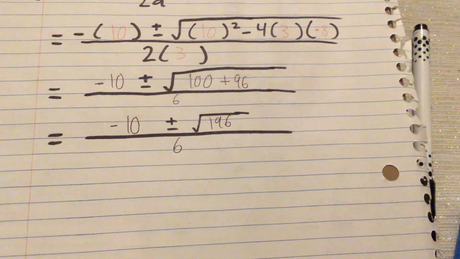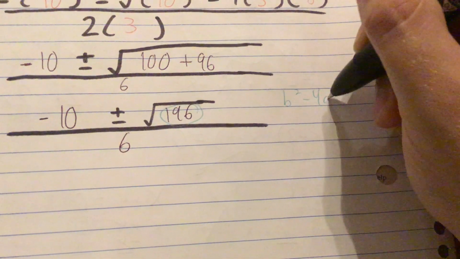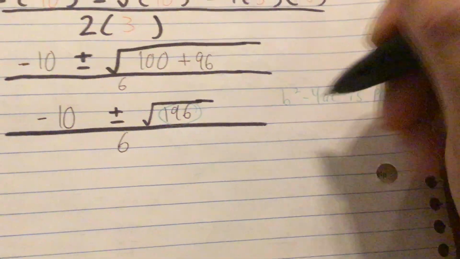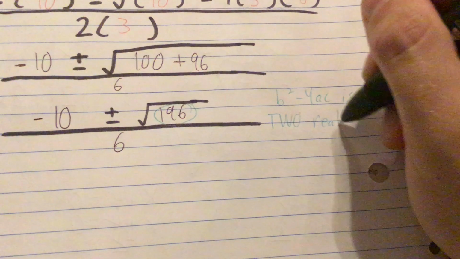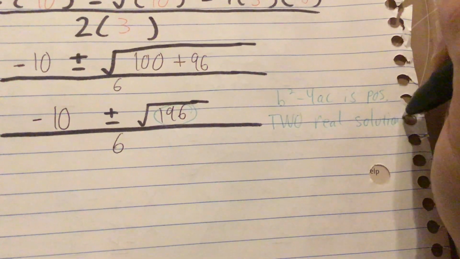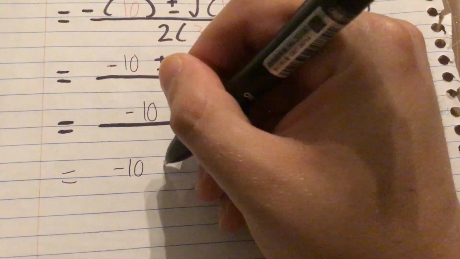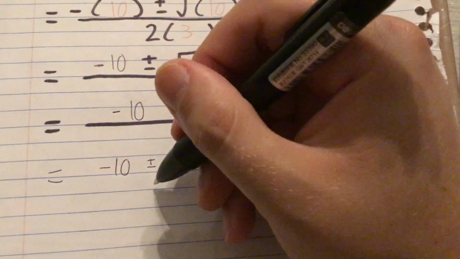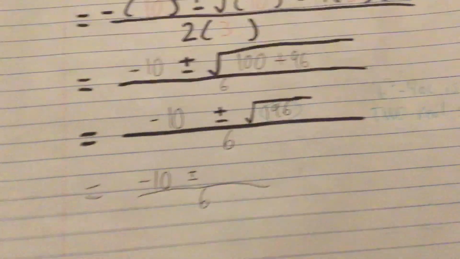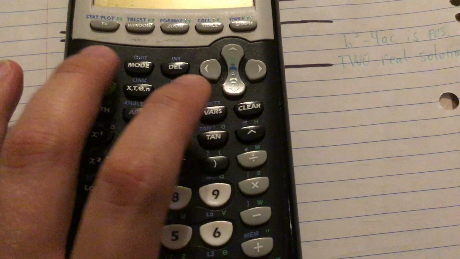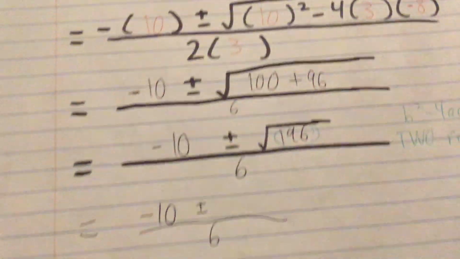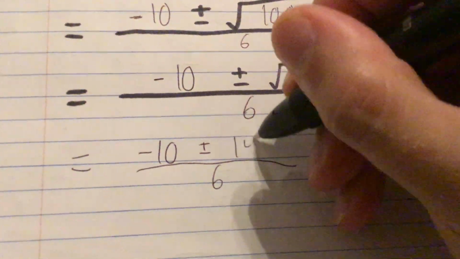Okay. Well, I'm going to look at the discriminant yet again. In this case, b squared minus 4ac is positive, so that means that there are going to be two real solutions. Okay, so now we need to figure out what the square root of 196 is. That'd be 14. So that'd be negative 10 plus or minus 14 over 6.